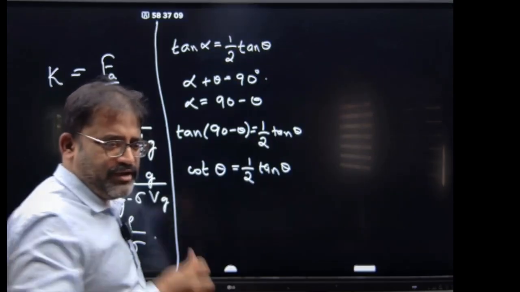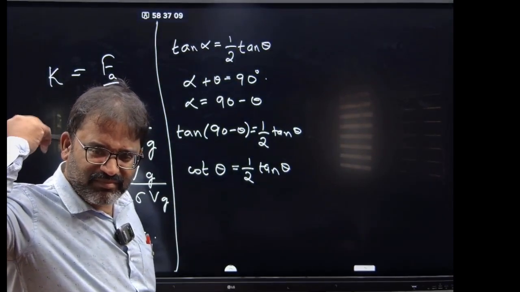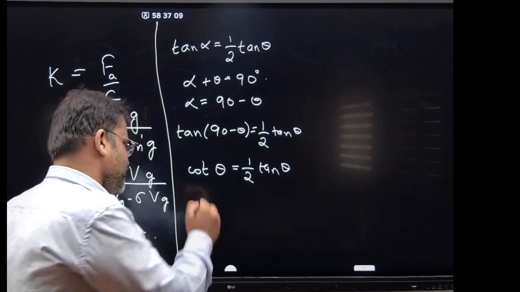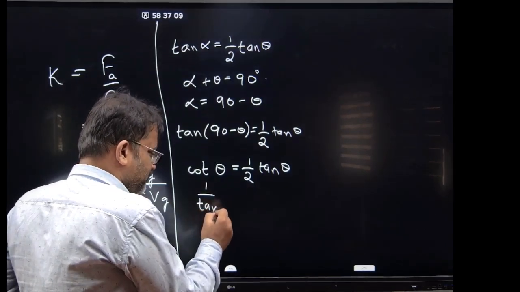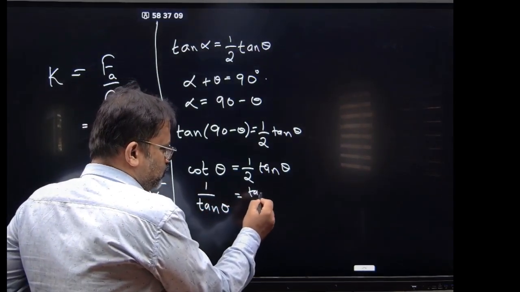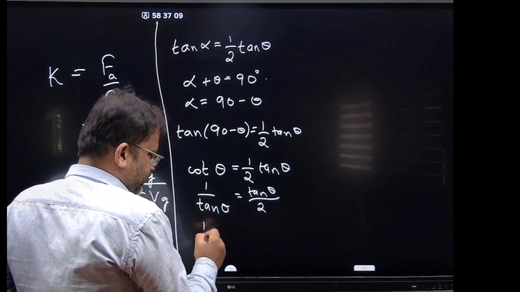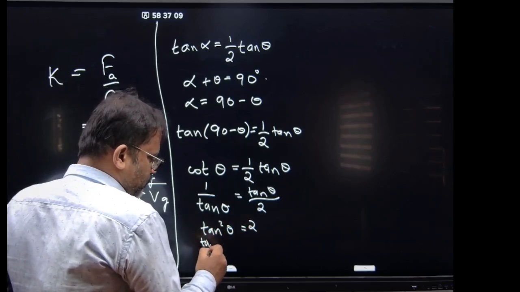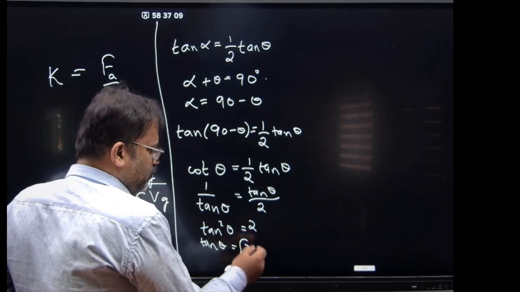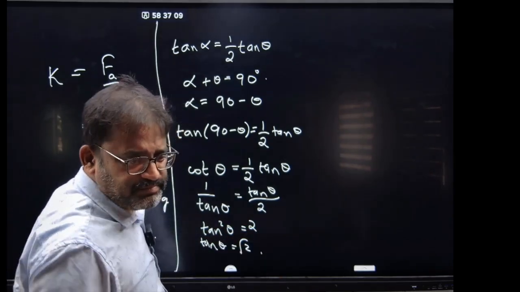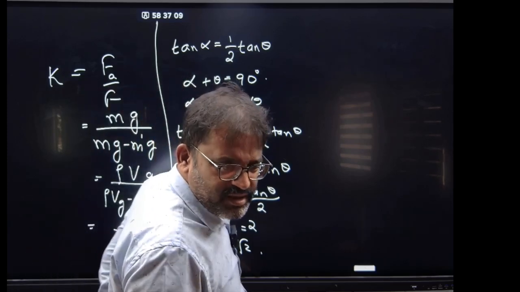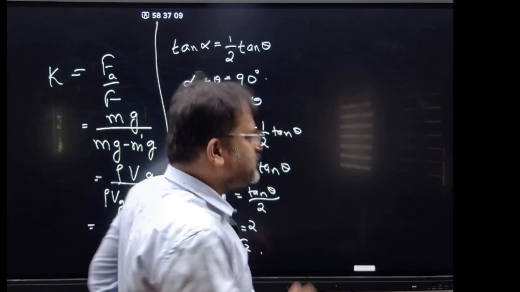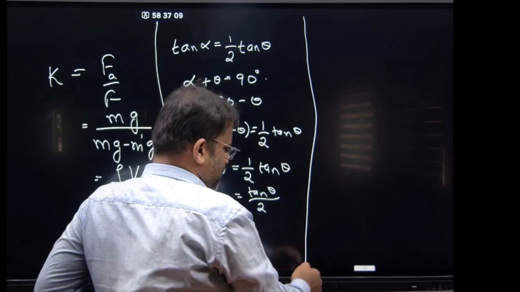So it is cot theta, which is equal to 1 by 2 tan theta. Now what is cot theta? 1 by tan theta. So 1 by tan theta is equal to tan theta by 2. Cross multiply: tan square theta is equal to 2, or tan theta is equal to root 2. The right option is option 3. Verified.